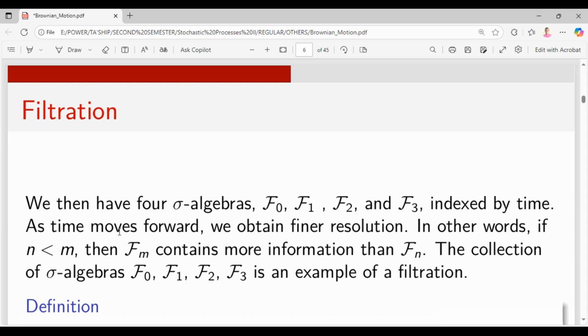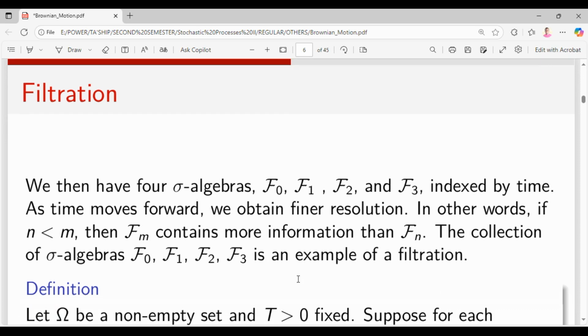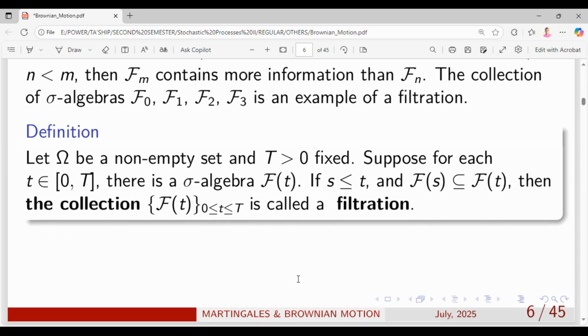So in other words, if you have any n which is less than m, that means time n is less than time m, then the sigma algebra F_m at time m contains more information than the sigma algebra at time n. So the collection of these sigma algebras is called filtration, like I mentioned. So this is a proper definition. You can look at it.